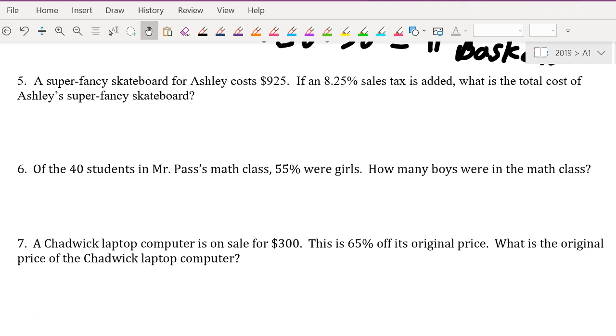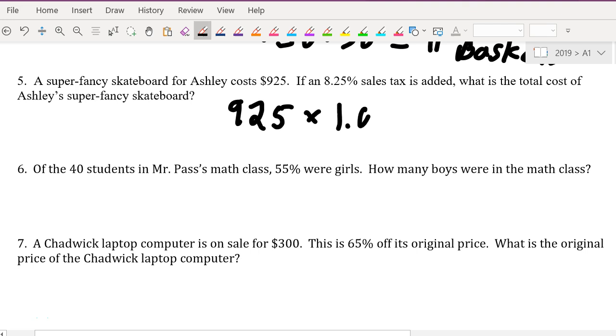Now there's a shortcut to do it in one calculator move. Who knows it? Roberto, what do you think? Nice. 1.0825. Yeah, we just add 100% to it.